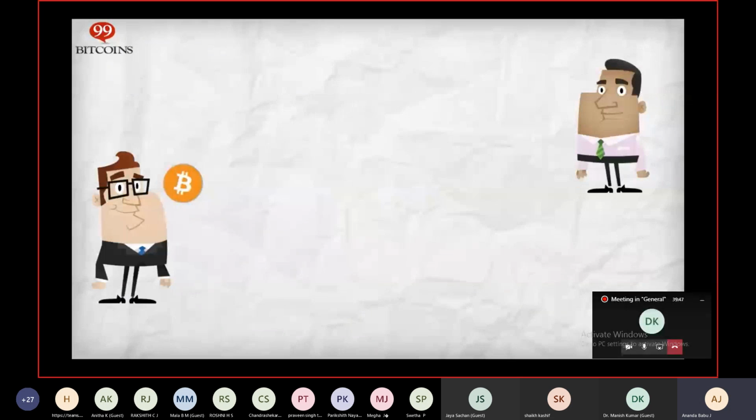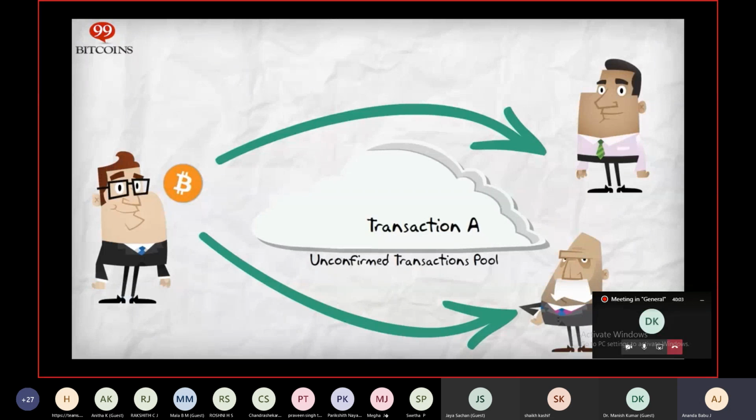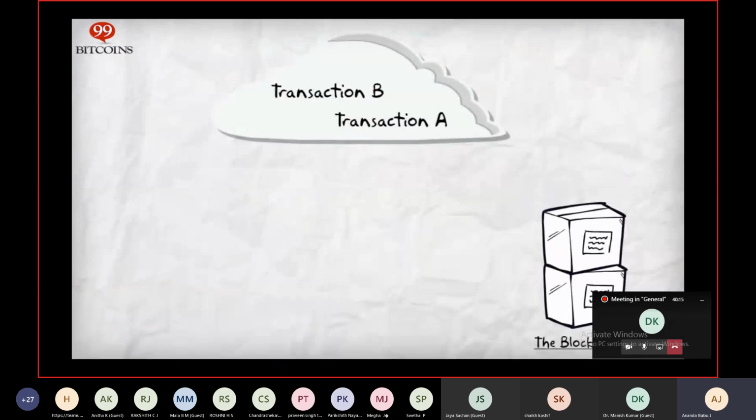This transaction, let's call it transaction A, goes into the unconfirmed transactions pool and is waiting to be confirmed. At the same time, I send 1 Bitcoin to Bob. This transaction, let's call it transaction B, also goes into the unconfirmed transactions pool. So I sent out 1 Bitcoin twice, once to you and once to Bob. When the transactions are taken out of the unconfirmed transactions pool and put into the blockchain, they are checked for their validity.